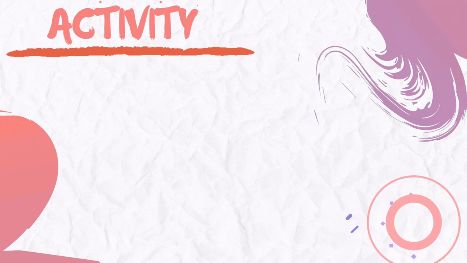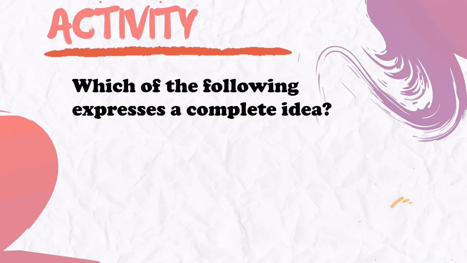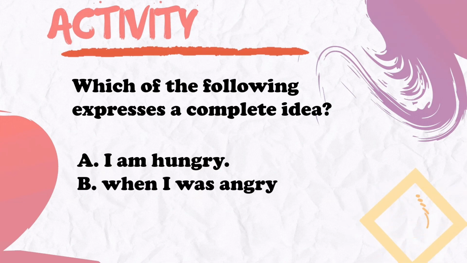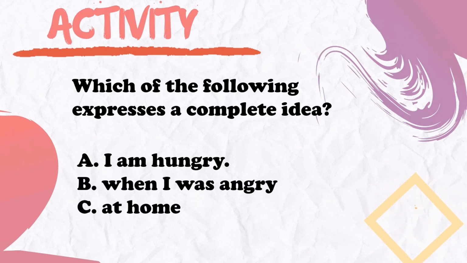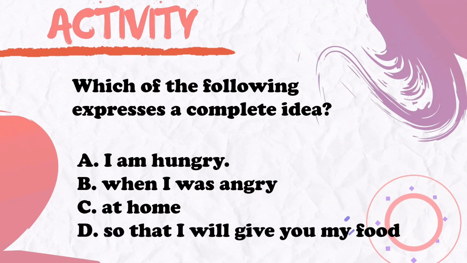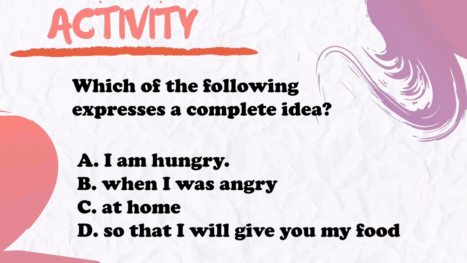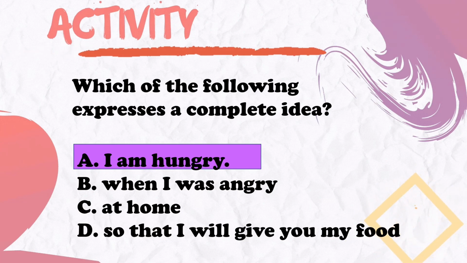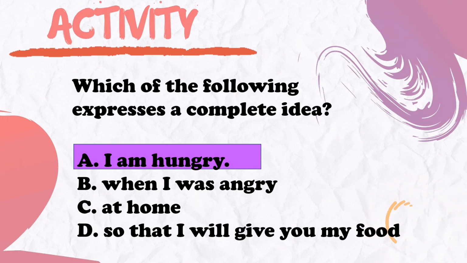Last question. Which of the following expresses a complete idea? A. I am hungry. B. When I was angry. C. At home. D. So that I will give you my food. Excellent! I am hungry is the correct answer. The subject is I and the predicate is am hungry. This group of words expresses a complete thought.